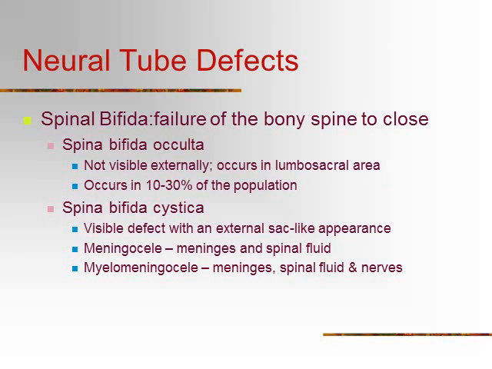Okay, neural tube defects. So spina bifida is the failure of the bony spine to close. It can be occulta or cystica. Occulta is not visible externally, and it occurs in 10 to 30% of the population, so this is very common. Spina bifida cystica is when there's a visible defect with an external sac-like appearance, so on their backs there's a little sac that you can see. Meningocele is when it's meninges and spinal fluid, and then myelomeningocele is when it also includes nerves.